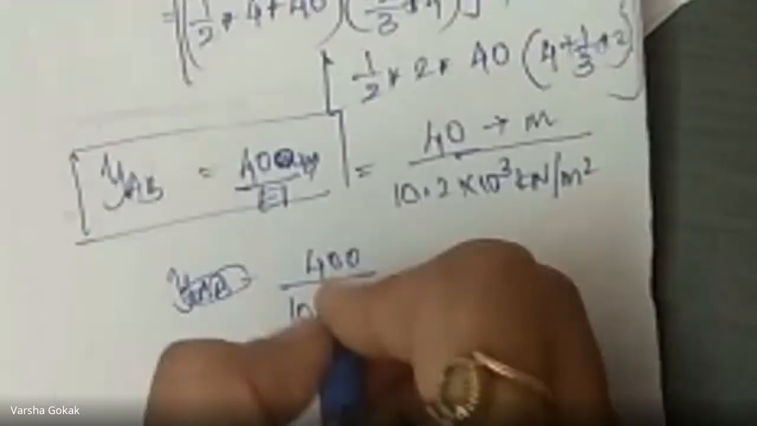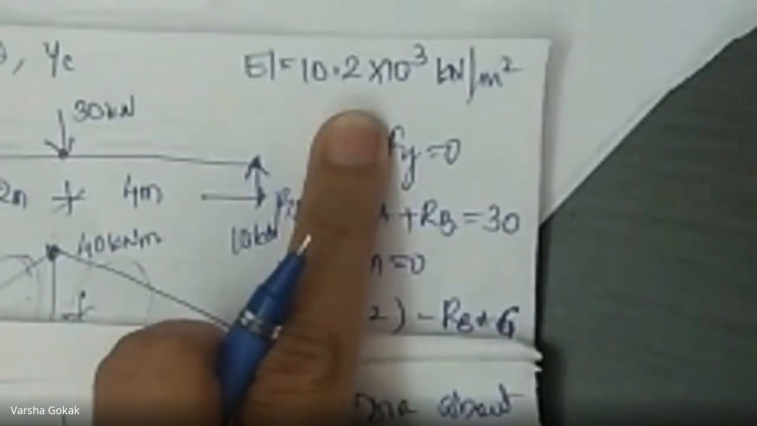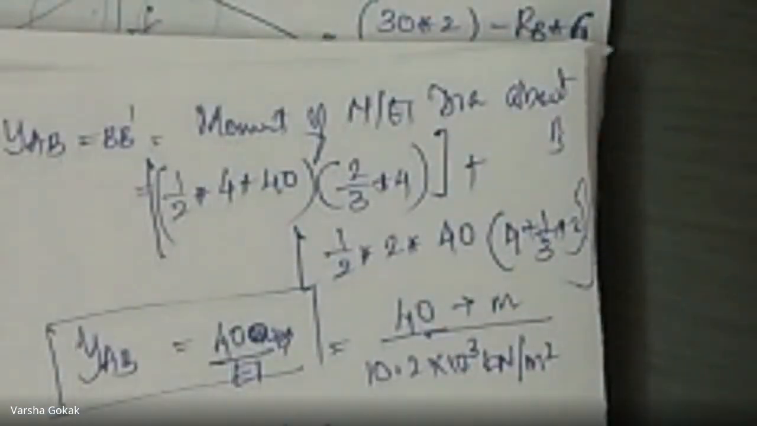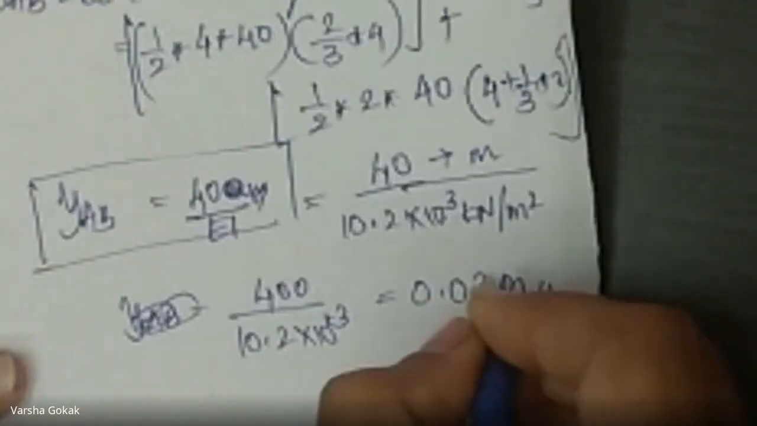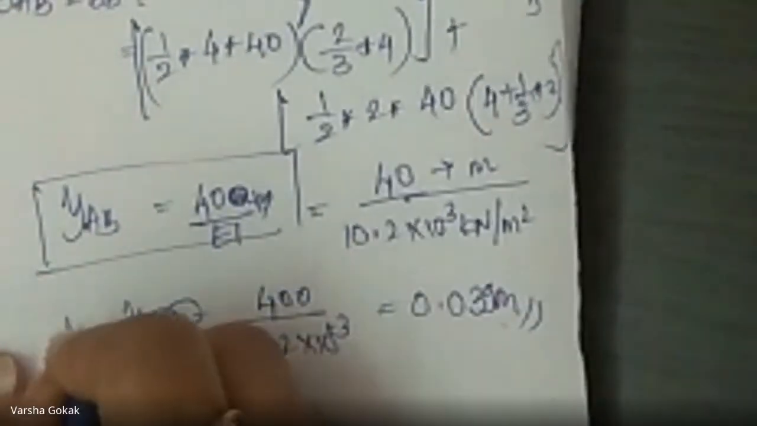It is 10 raised to plus 3. Here I had written EI as 10.2 into 10 raised to 3. The answer is 0.039. This is still YAB, that is the deflection.